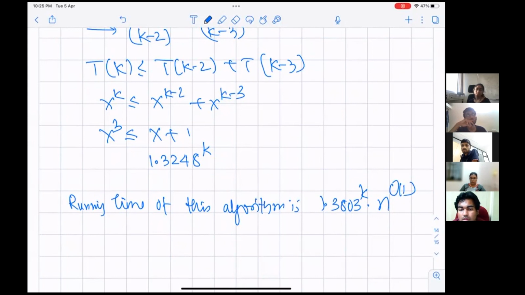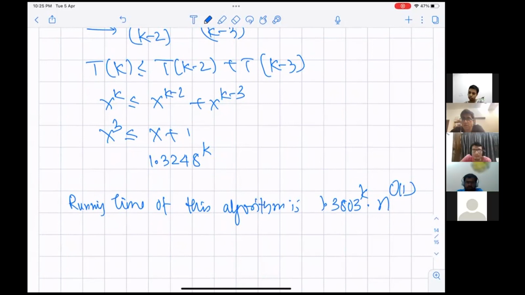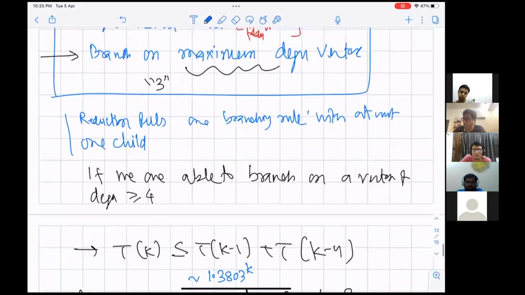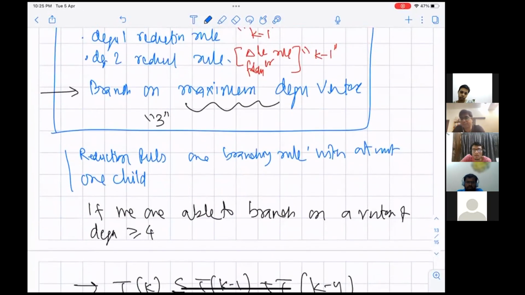Why not 1.3248? Why this or that? Imagine yourself that you are always branching on a vertex of degree 4. Always. You never reach the second case. Because we are talking about worst case complexity, in the worst case you might be applying the recurrence which gives the bad running time.